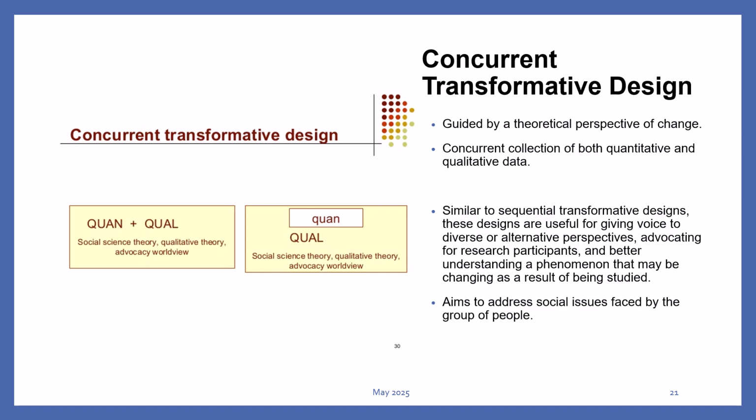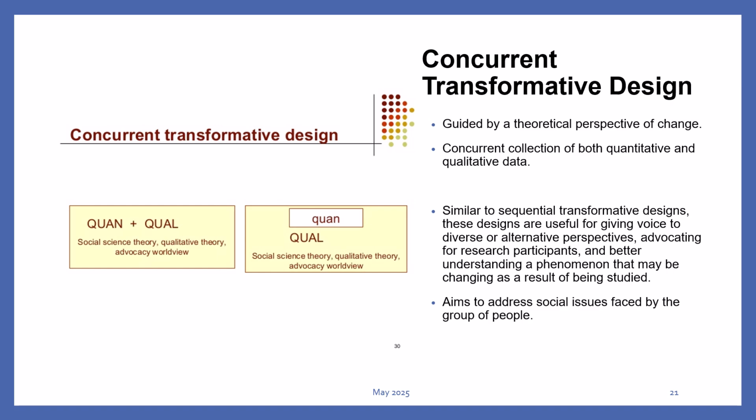So similar to sequential transformative designs that we have discussed previously, these designs are useful for giving voice to diverse or alternative perspectives, advocating for research participants, and better understanding of a phenomenon that may be changing as a result of being studied. So it's a call for action. It's used for a phenomenon that needs a call for action.